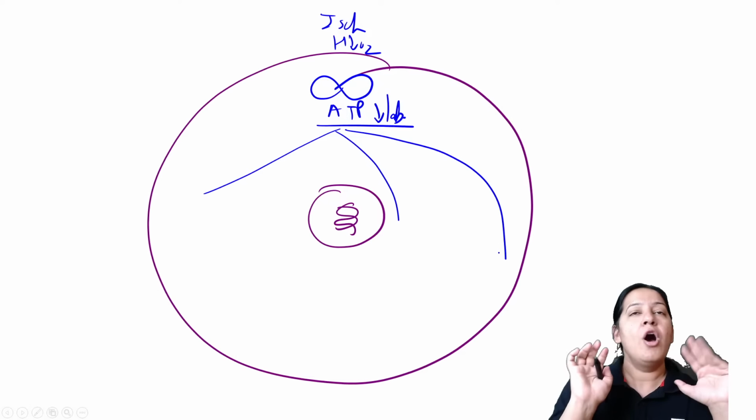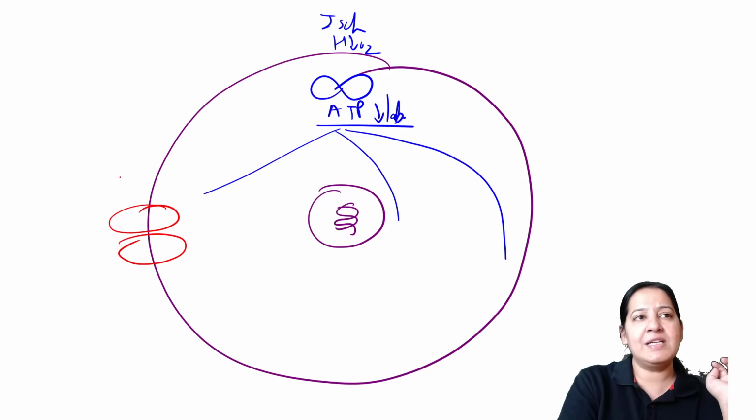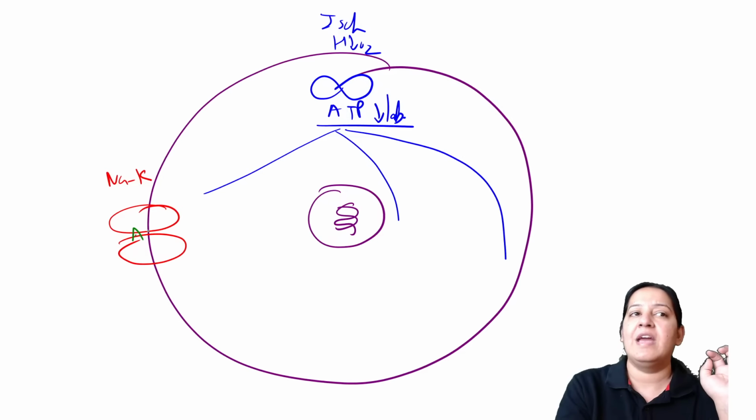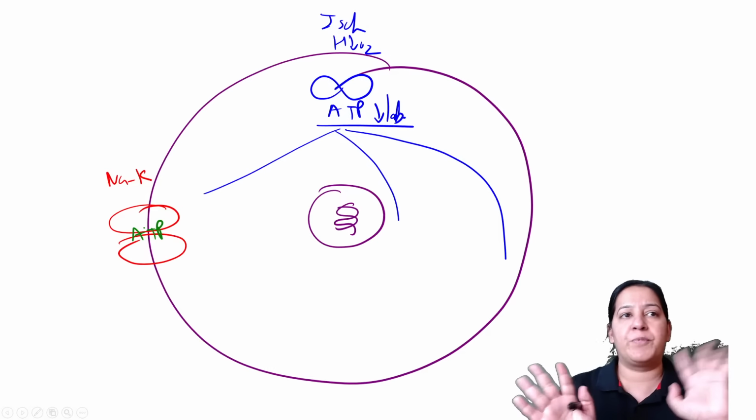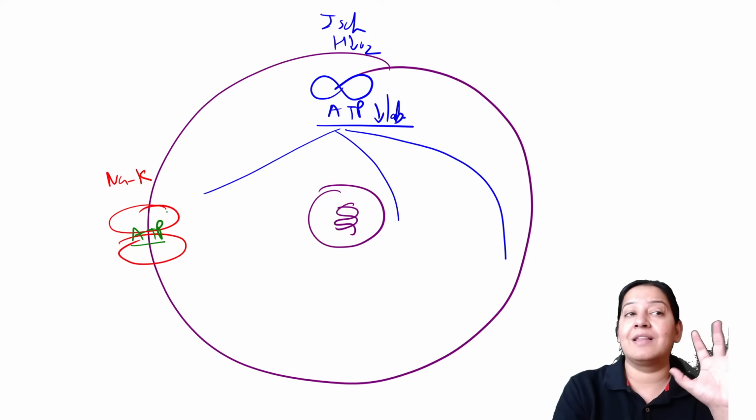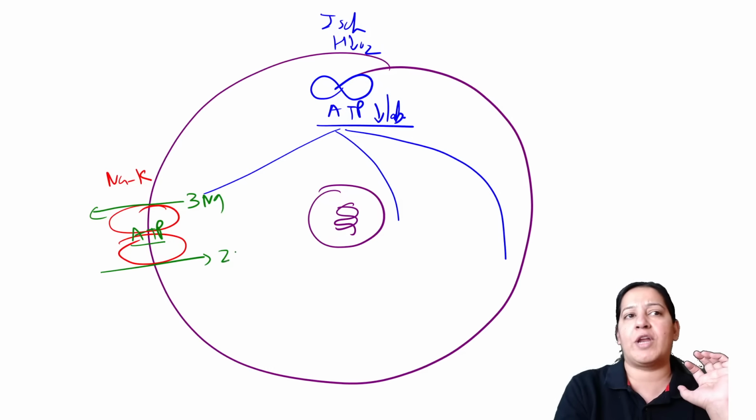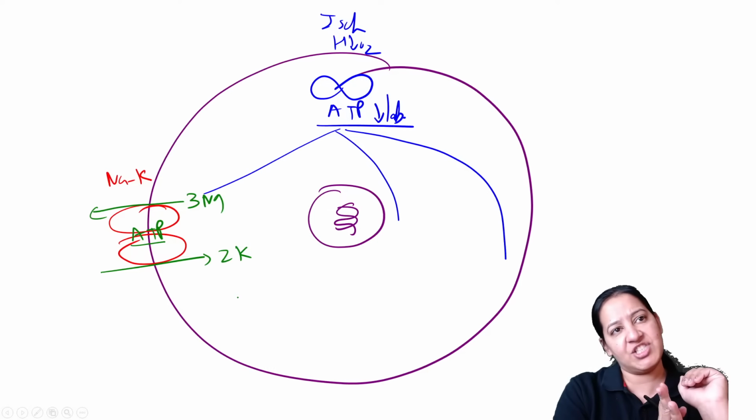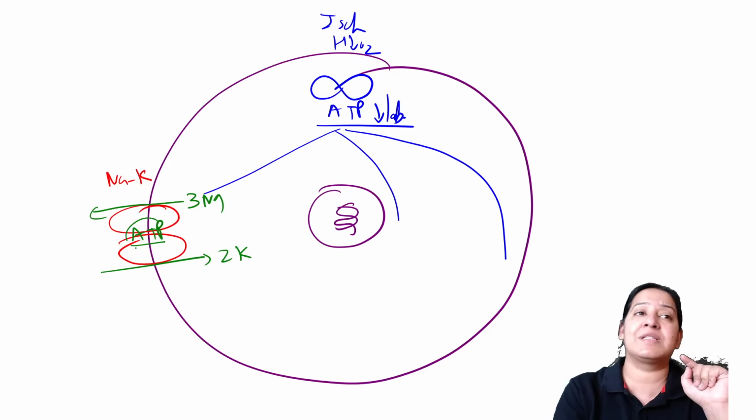What will happen in the cell? On the surface of the cell, there is a sodium potassium pump. Normally this pump operates in the presence of ATP. If ATP is present, then only this pump operates. Otherwise, this pump is not operating. When ATP is present in this cell, this pump takes 3 sodium out, and it takes 2 potassium in. Sodium goes out and in exchange, potassium comes in. But the condition is that it functions in the presence of ATP.